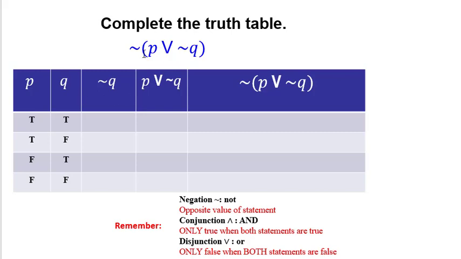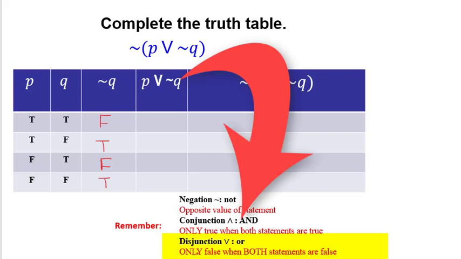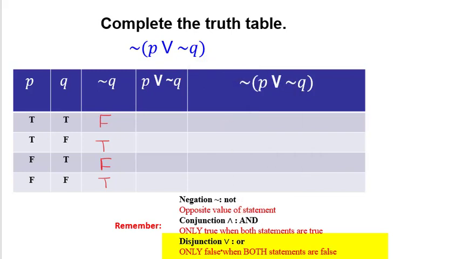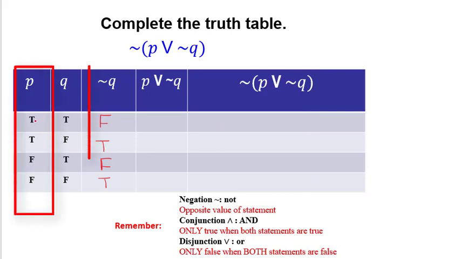I'm going to first of all work in the parentheses. And what is not Q? Well, here's Q listed. So not Q would be false, true, false, and true. Okay, now I want to look at the P or not Q. Remember, that's a disjunction. And it's only false when they're both false. So I'm looking at this first column, the P, and the not Q.